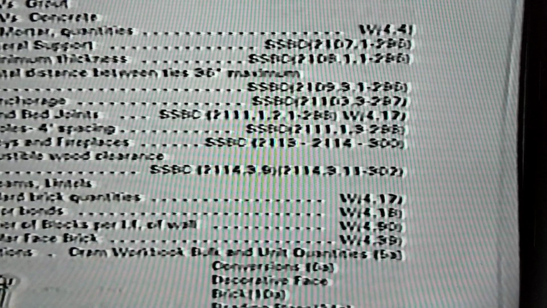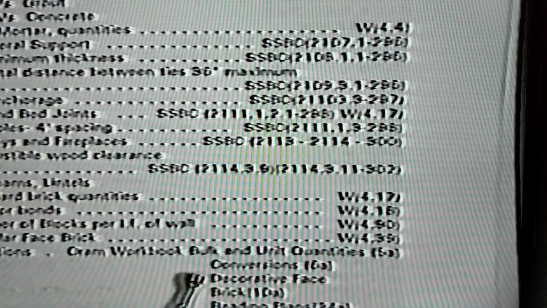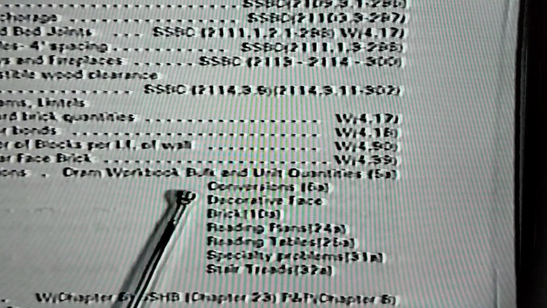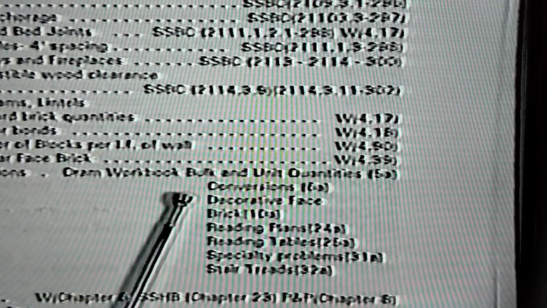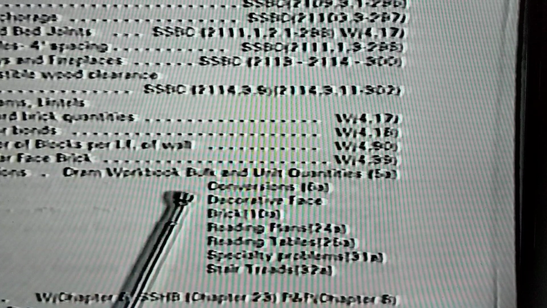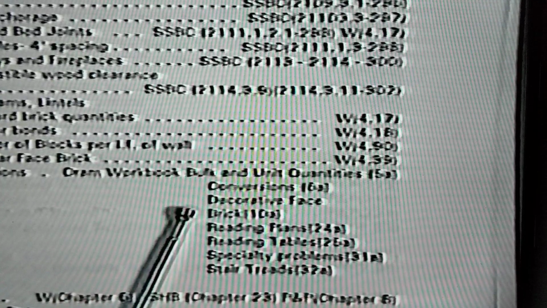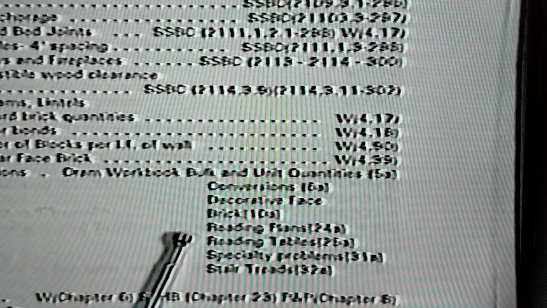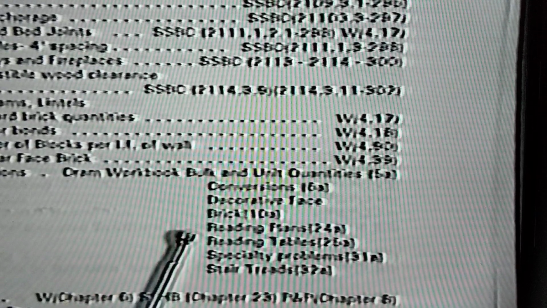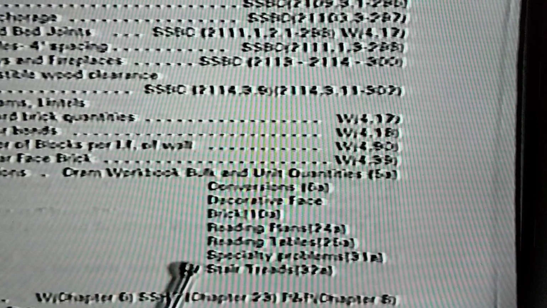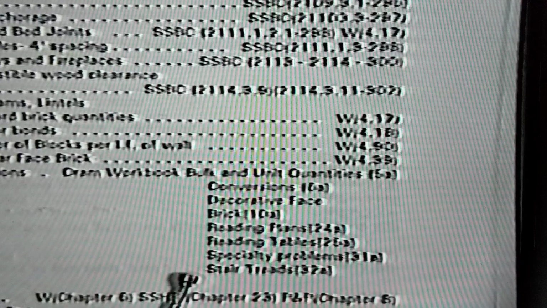As far as math calculations are concerned, you're dealing with bulk and unit quantities and conversions of materials, such as converting back and forth to feet and inches, such as converting lineal feet to board feet. You have problems that deal with the placement of brick, how much mortar might be needed, how many bricks might be required, and these all relate to tables. You have perhaps some reading of plans, some reading of tables, some specialty problems, and some problems relating to things such as stair treads.